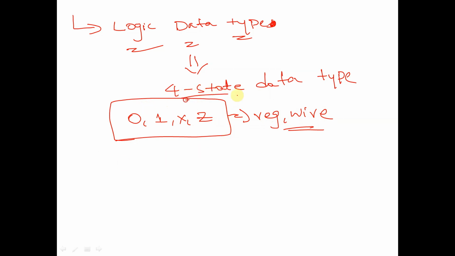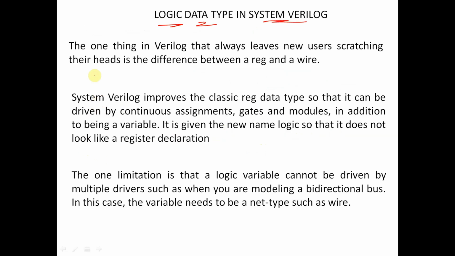So that's why it is a four state data type, and this is similar to reg and wire. But why has this logic data type been introduced if we have reg and wire in Verilog? Why do we need a logic data type in SystemVerilog?